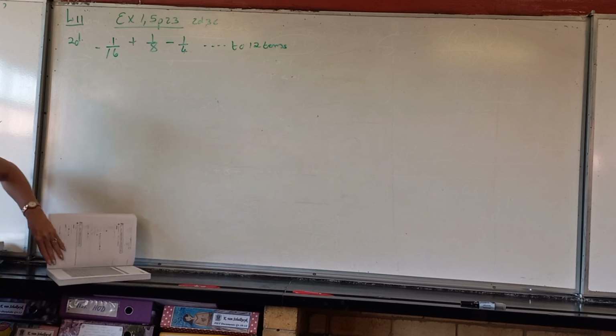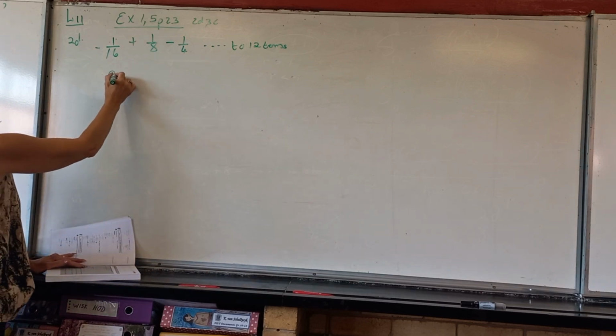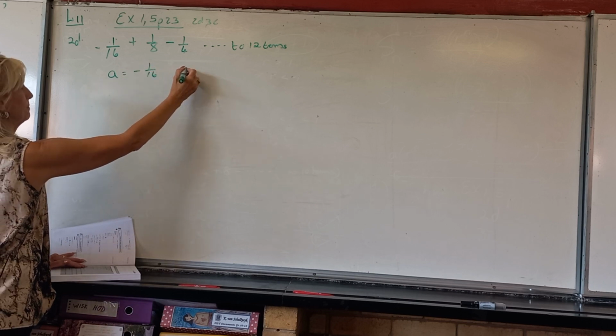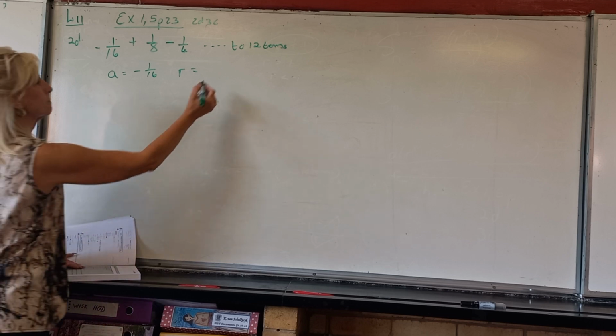It says there, 12 terms, which means I'm going to get the sum of 12 terms. What is my A? Negative 1 over 16. What is my R? Negative 2. It's a negative 2.